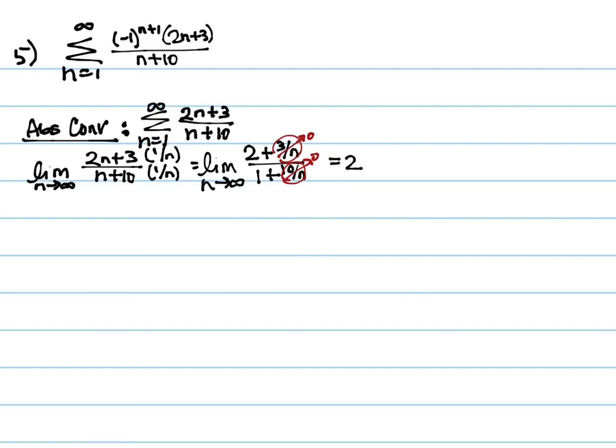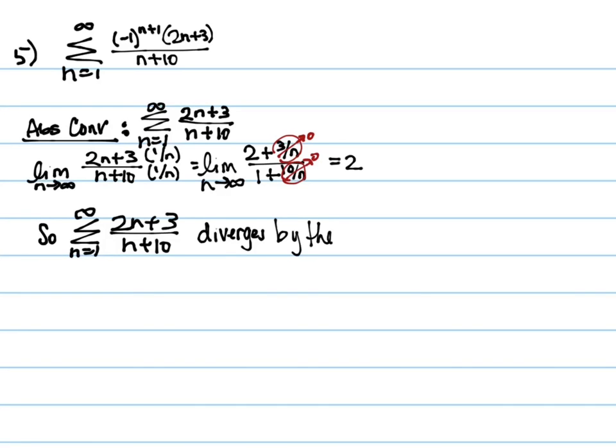But if you remember, what we're really looking for when we're looking at the alternating series possibility is that we still have to have our sequence going to 0, and this sequence approaches 2. So that's not good. So the summation from n equal 1 to infinity of 2n plus 3 over n plus 10 diverges. And it diverges by the nth term divergence test.